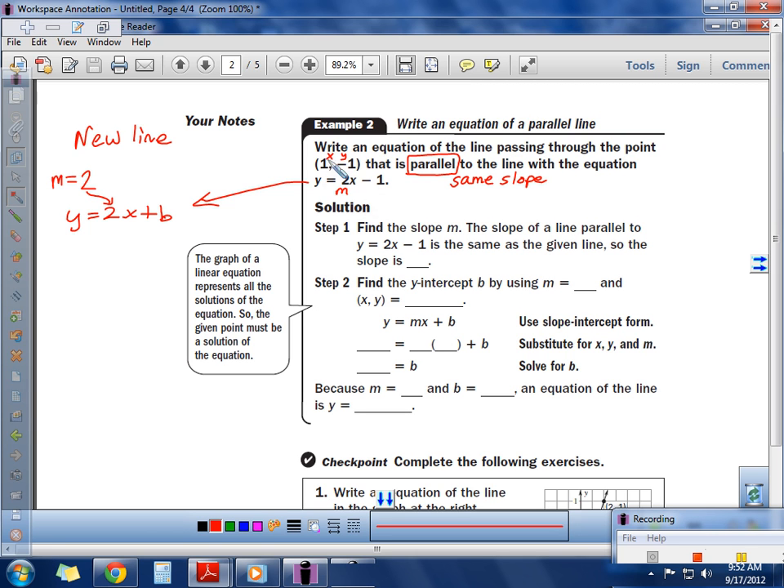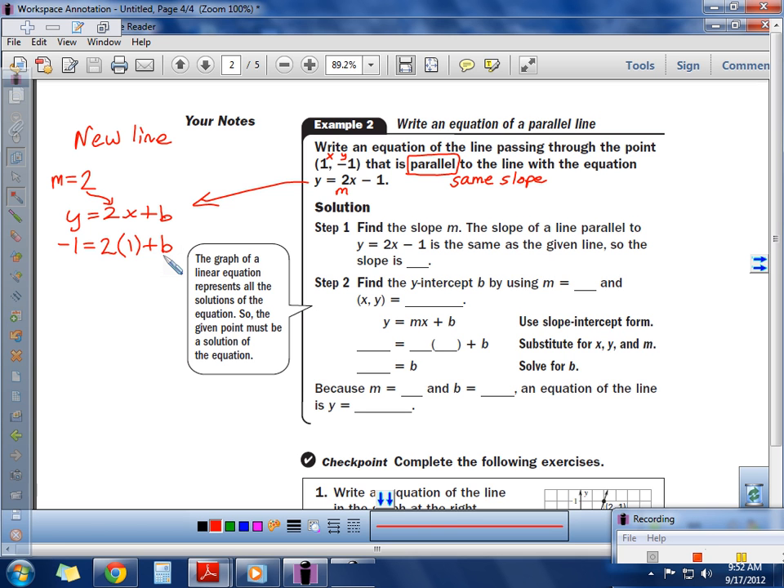I'm going to plug in the 1 for x and the negative 1 for my y. That's what I'm doing right here. How big is my y? Yeah, negative 1. We just labeled it. My 2 stays. What goes in for my x? 1. And what goes in for my b? Oh, just b, because I'm solving for b.